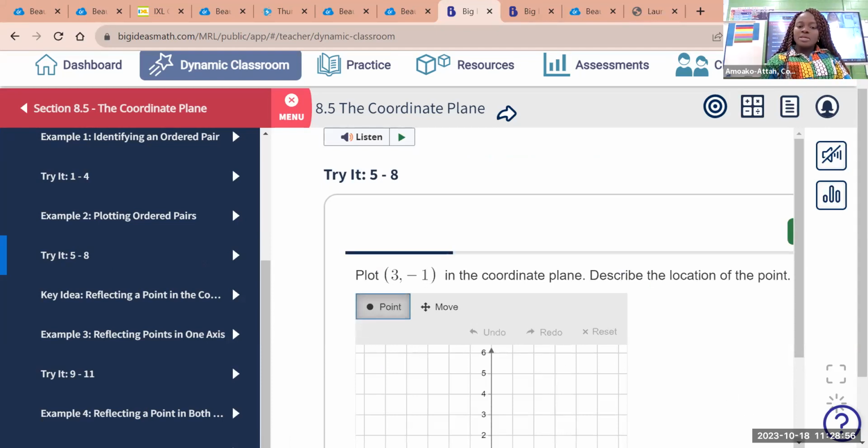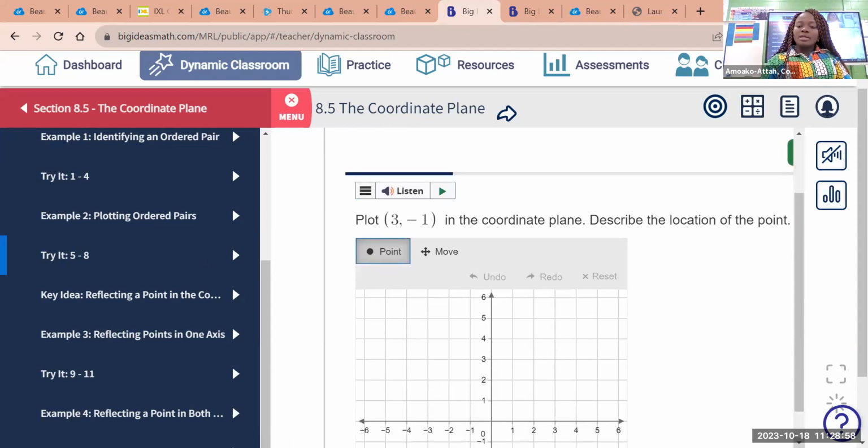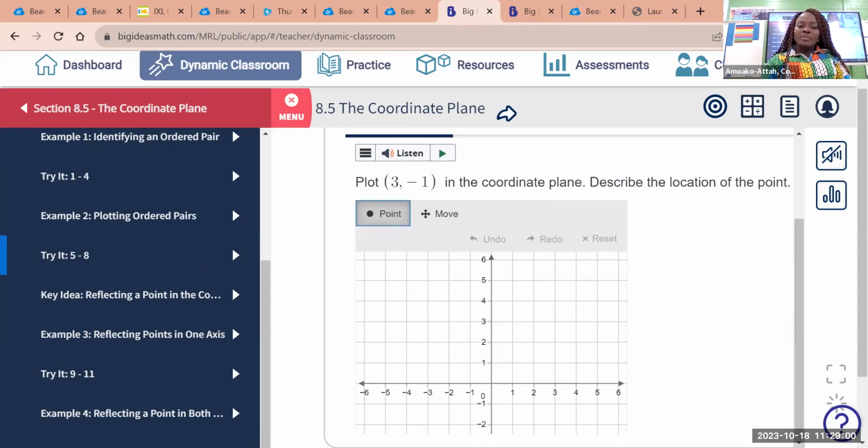Plot 3, -1 in a coordinate plane and describe the location of the point. So 3, -1 means I'll move 3 units to the right from the origin. 1, 2, 3, good. Then -1 means I will come down, I won't go up. So I'll come down 1 unit. This is where I will land.